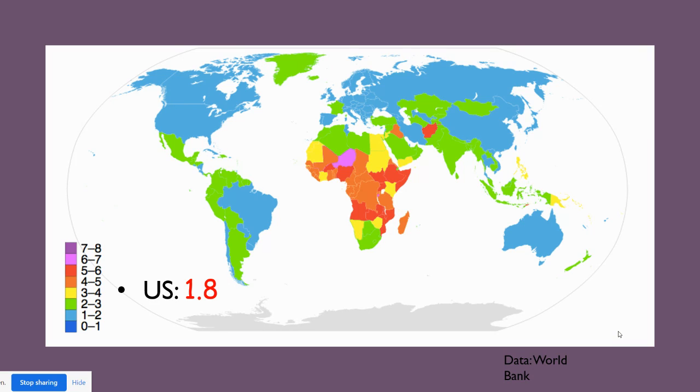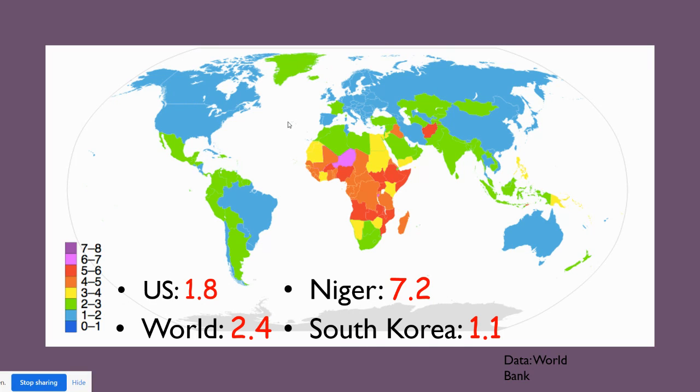Our population is continuing to grow because of immigration. So immigrants are literally making America great again, because this way our population is still growing and we have enough people in the workforce. World is 2.4. Niger is 7.2 and South Korea is 1.1. So their population is actually decreasing. Niger's is definitely still going up. So you can see areas where 6 to 7 kids a woman.